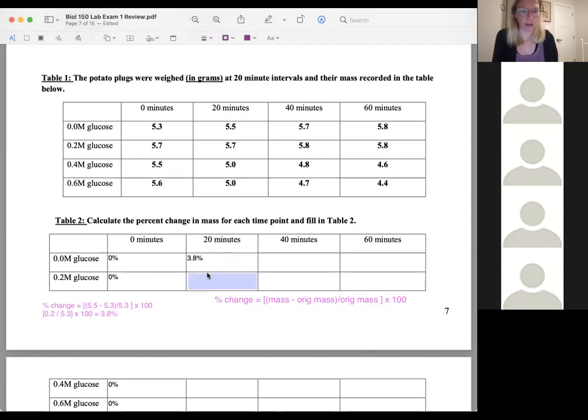Okay, and let's do it for the next solution down here, the 0.2 molar glucose. Well, we can tell just by looking at it that it hasn't changed at all. So that's going to be 0. For decimals, typically the rule is you can only round decimals no further than the decimals in the data itself. So since there's only one decimal point in the data that's given, you don't need to go beyond that when you're rounding. So you don't need to say 3.776, whatever, it can be 3.8.